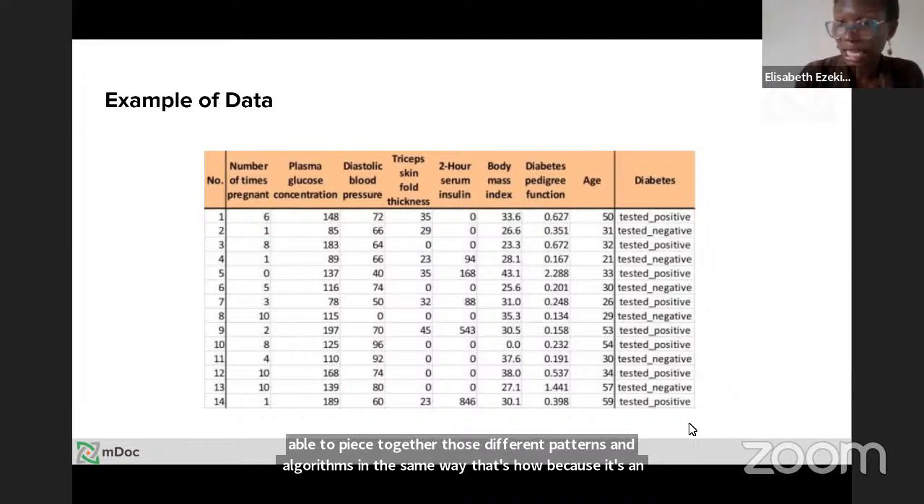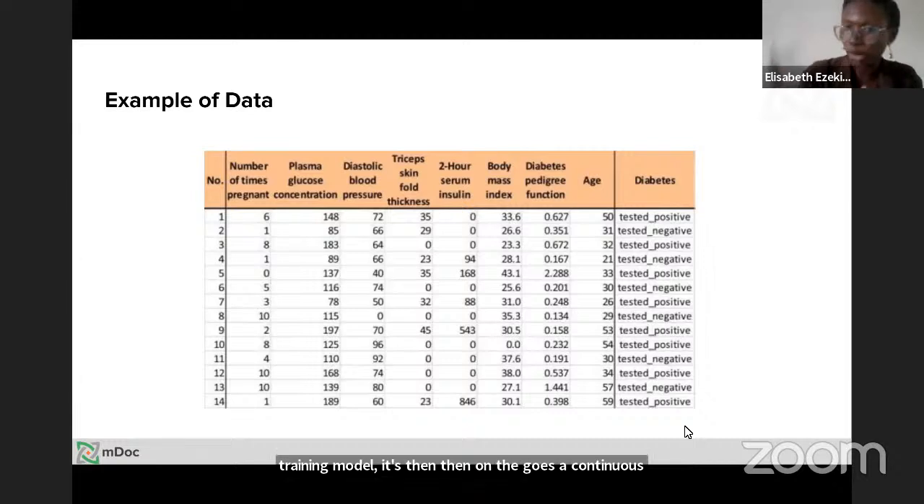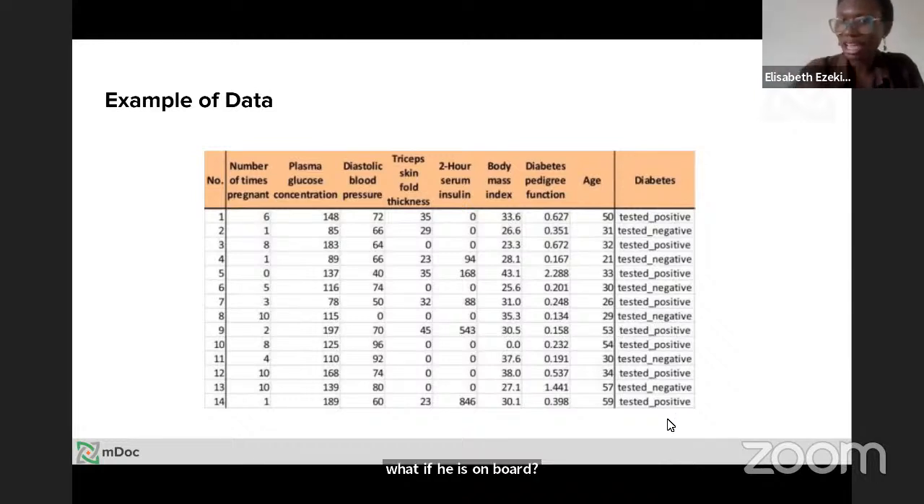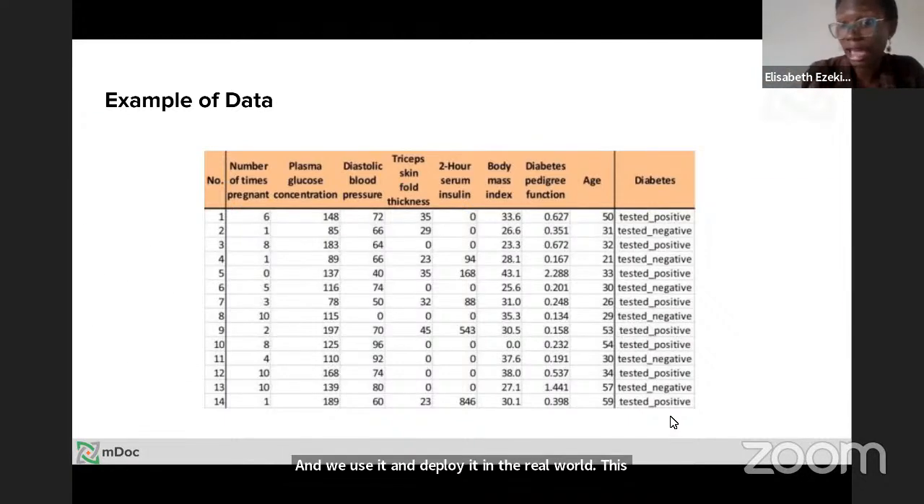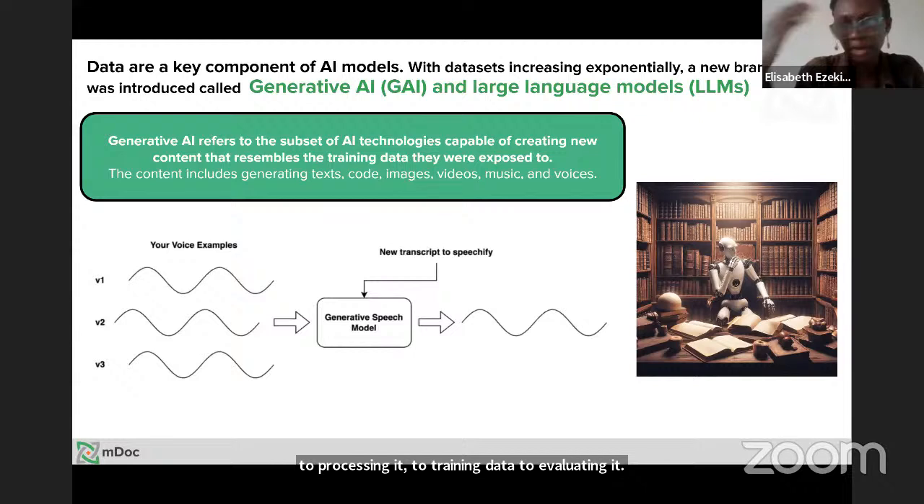And then when we feed this data into the training model, it undergoes a continuous testing and evaluation process to see, is this training model able to interpret or produce an output that looks like the original data that has been fed? And if yes, what are the inferences we are taking from this? How can we learn? How can we refine this model? How can we make it better? How can we use it and deploy it in the real world? This is how the AI really works with the use of data, from understanding the problem to preparing data, to processing it, to training the data, to evaluating it, to making inferences, and then either replacing or retiring it.